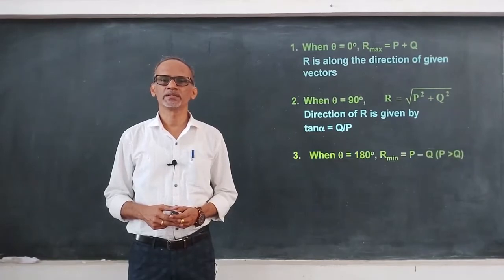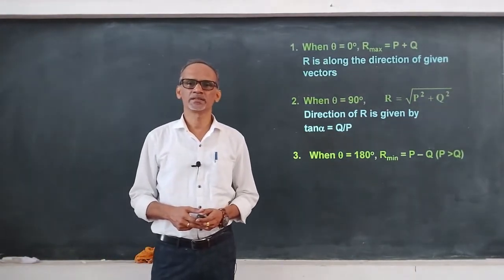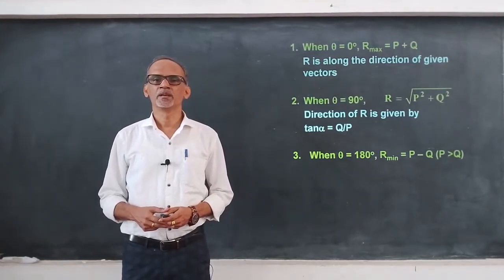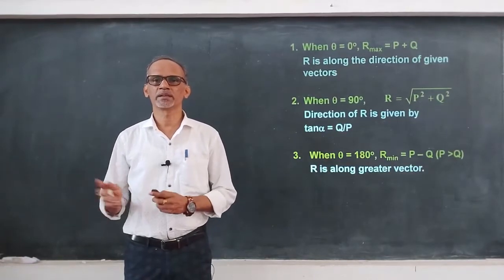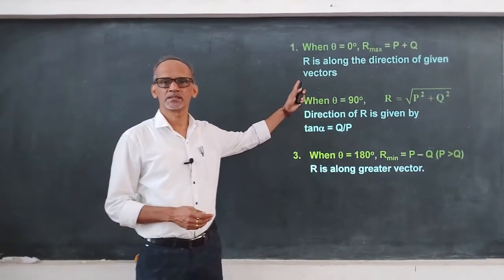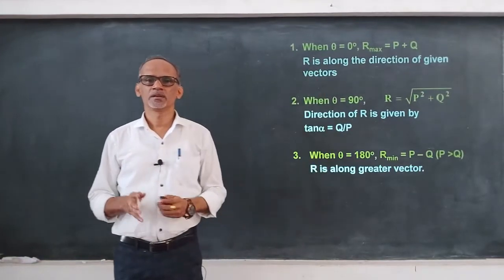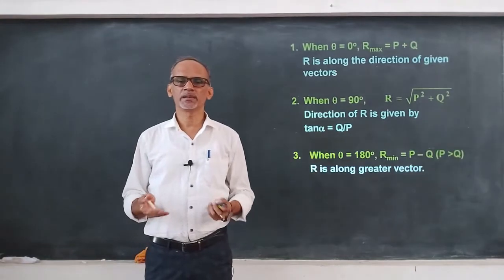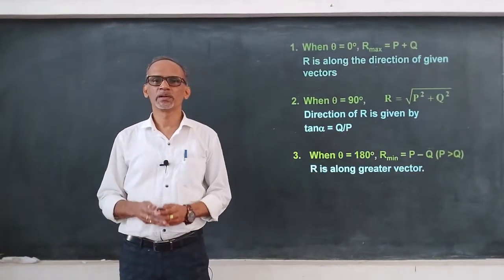When theta is 180 degree, the resultant is minimum, given by R minimum is equal to P minus Q, provided P is greater than Q. If Q is greater, it will be Q minus P. The direction of the resultant will always be along the greater vector, not the given vector. That is, only in the first case it is along the given vector, in the last case it is along the greater vector. If both are equal, then it is 0 in the last case, okay. So, this is what we have learnt.